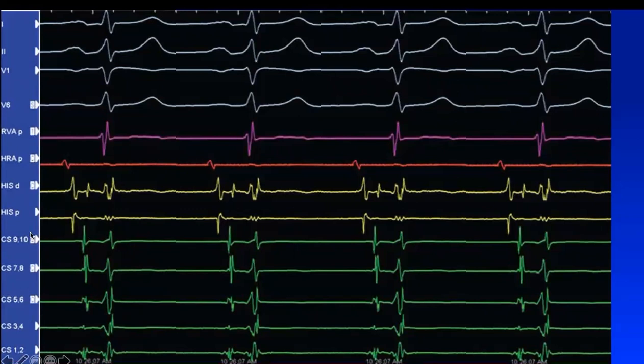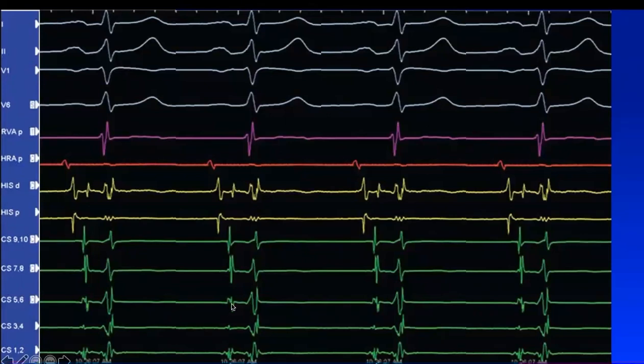So now we're looking at the coronary sinus catheter. You see two signals, the A and the V. If you see this A, you're getting closer to the Hess, which is the anterior component of the septum. You also have an H, but the A is moving and you're getting to the posterior aspect of the septum, and you have an atrial signal within the CS. The impulses are moving from the right atrium to the left atrium. So CS 9, 10, 7, 8, 5, 6, 3, 4, and 1, 2.